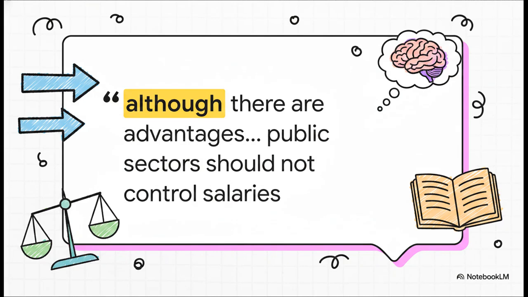Here's a great example from sample 48, which discusses high salaries. "In conclusion, although there are advantages and disadvantages under both aforementioned views, it seems to me that the public sector should not control salaries." The writer isn't just stubbornly blurting out their opinion, they're showing critical thinking. They see both sides, even while firmly choosing one.